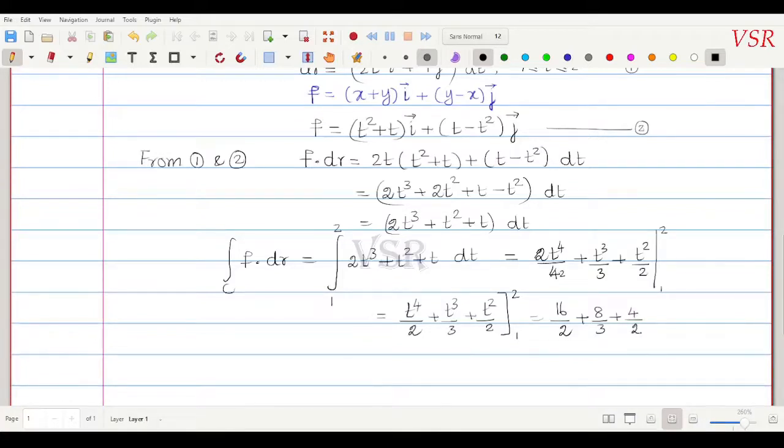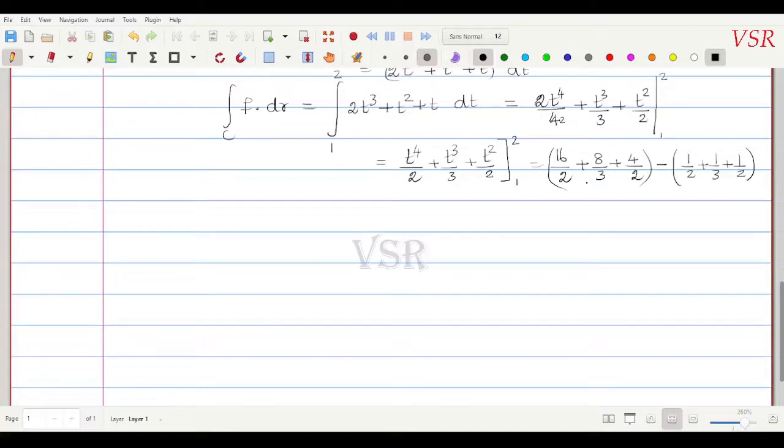Minus 1 by 2 plus 1 by 3 plus 1 by 2, so we are having this equation. What do we get here? 16 plus 4 is 20 by 2, so this is equal to 10 plus 8 by 3 minus half of 1 plus 1 by 3. So this is equal to 30 plus 8 is 38, so 38 by 3 minus 3 is 4, 4 by 3, so that is equal to 34 by 3.